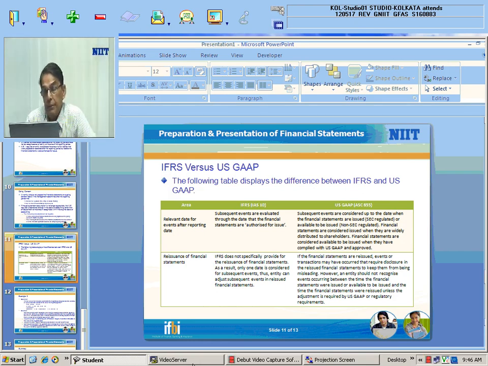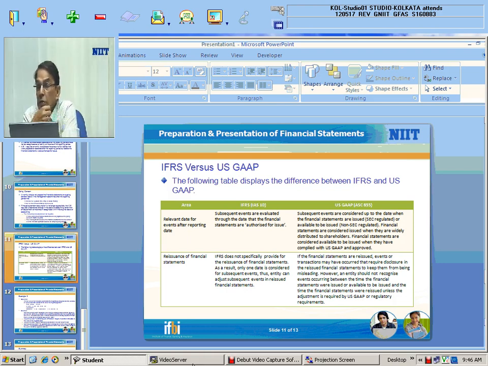Under US GAAP, that is ASC 855, subsequent events are considered up to the date when the financial statements are issued for an SEC regulated entity, or available to be issued for non-SEC regulated entities. Financial statements are considered issued when they are widely distributed to shareholders.